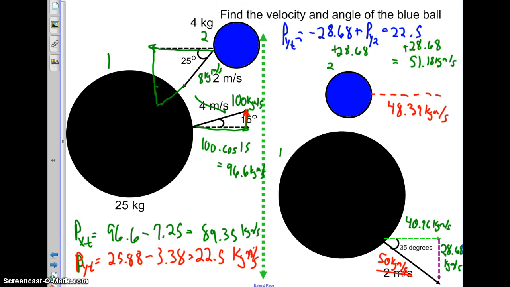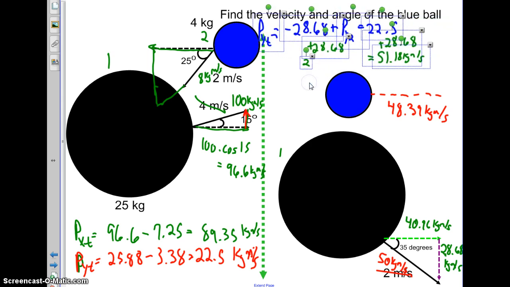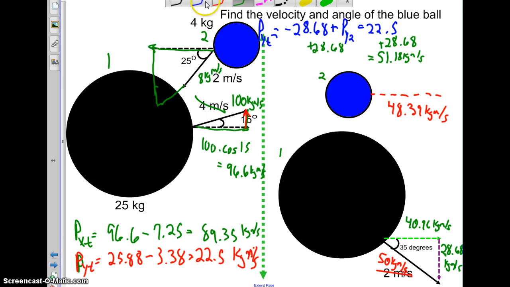Therefore, I need to move this out of the way because I'm going to draw. Let's see if I can do this. All right. Okay, that 2 got lost, but I'll just move it back over. So I know that this is a vertical component. Let me draw in a vertical component. It's going to be positive 51.18, so it's actually going to go up like this.